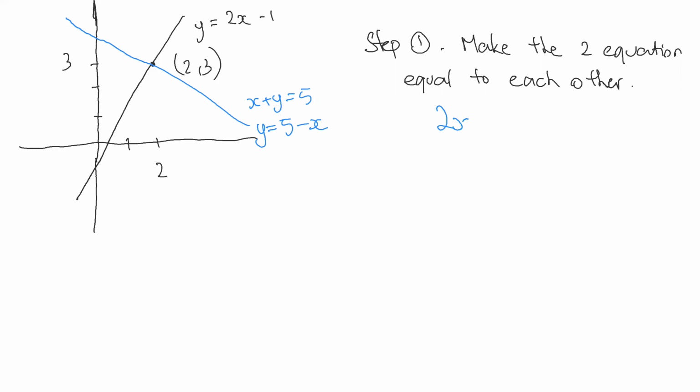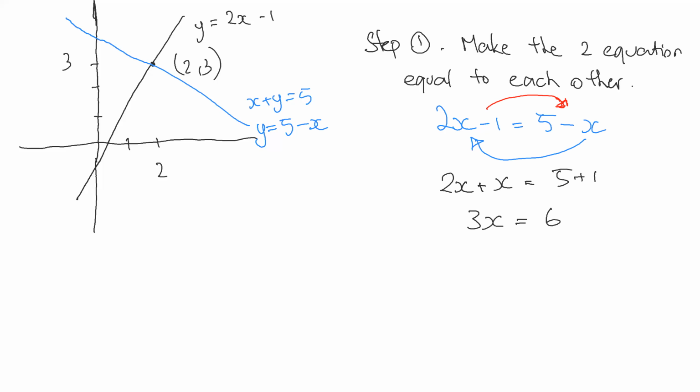So I get 2x minus 1 is equal to 5 minus x. Now I can get the x's on one side and the numbers on one side. Let's move this x and that negative 1 to the other side. So that's going to be 2x plus x is equal to 5 plus 1. That would be 3x is equal to 6, divided by 3, x is equal to 2. So that's one of our coordinates.